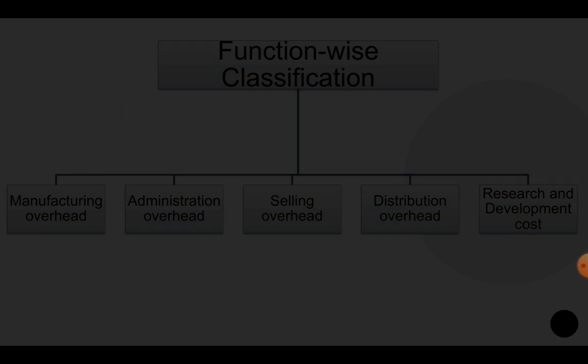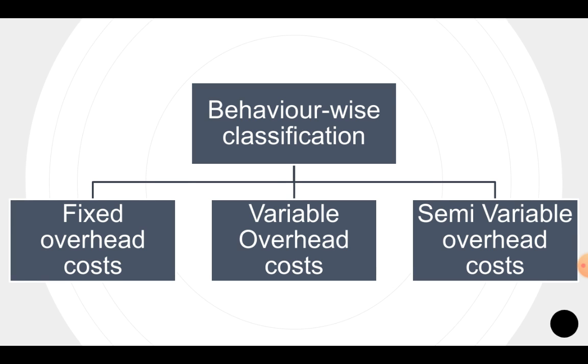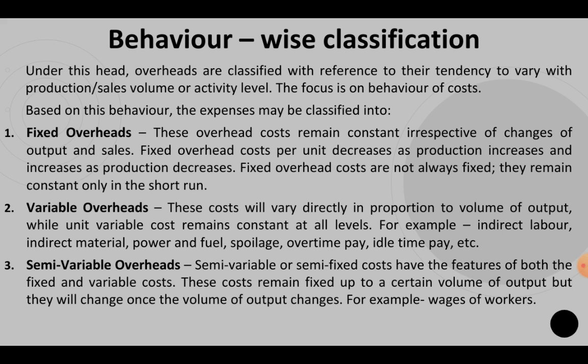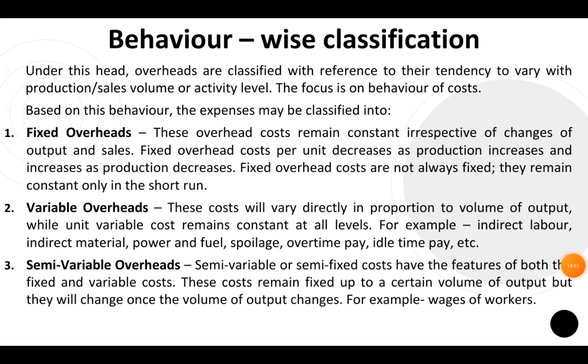Now moving on, the next category is behavior-wise classification. In fact, this is one of the few most important classifications of overheads. So under behavior-wise classification, you have fixed overheads, variable overheads, and semi-variable overhead costs. So fixed overheads, from the name itself, the overheads that are fixed. Variable, those that keep changing. In case of semi-variable, they're also termed as semi-fixed because they are half variable and half fixed. So let's look at them a little bit in detail right now.